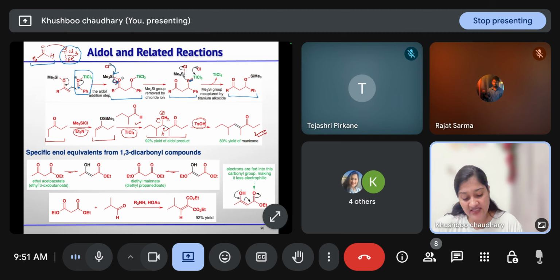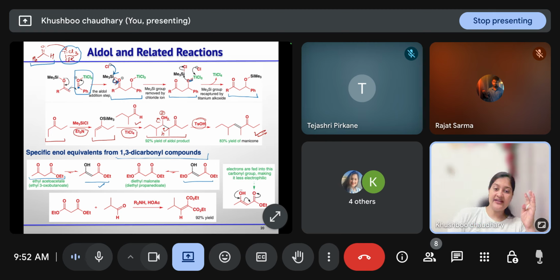Then, specific enol equivalents that are formed from 1,3-dicarbonyl compounds. If we have this ethyl acetoacetate, it is in equilibrium with this enol form, and this enol form is more stable, as we discussed earlier, because of the hydrogen bonding and the conjugation present in this system. Similarly, if we have 1,3-diesters, in that case also your enol form is more stable, but in comparison to keto esters, this is less enolizable because of the less conjugation provided by the ester groups.